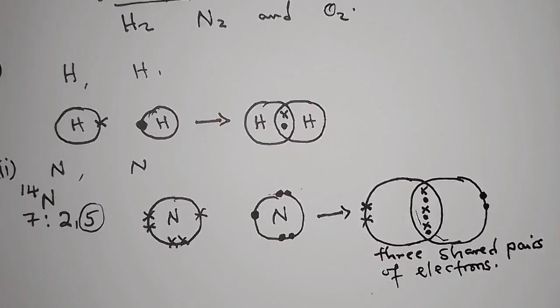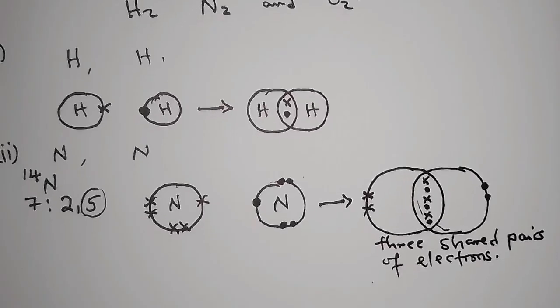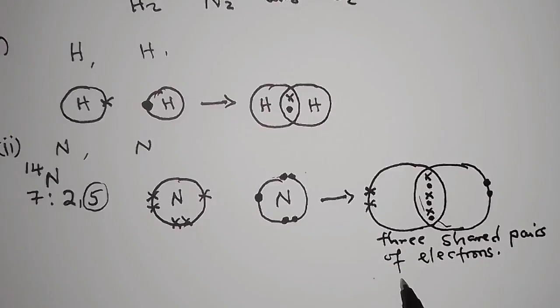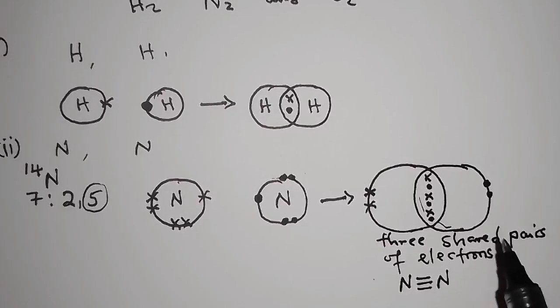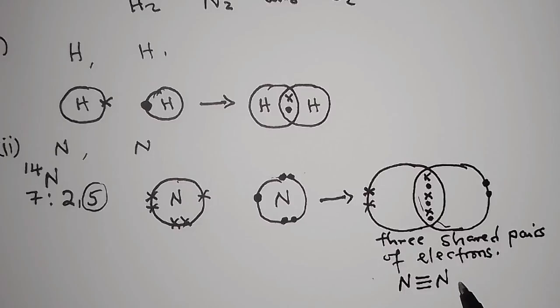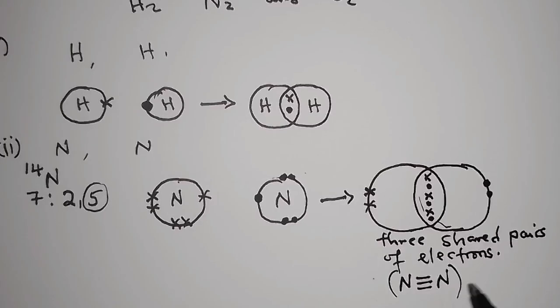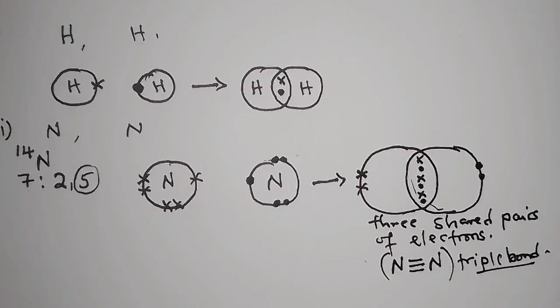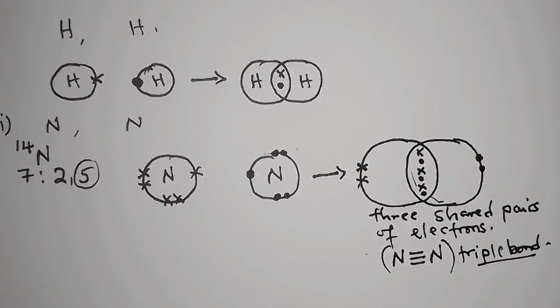Okay, and in this case we can just indicate the nitrogen bond as 1, 2, 3. So it has what is called a triple bond. Make sure that you understand that.